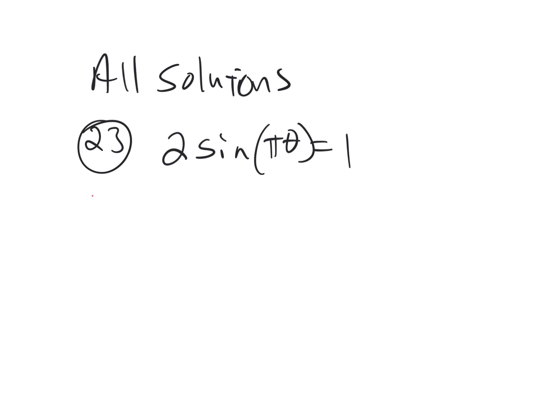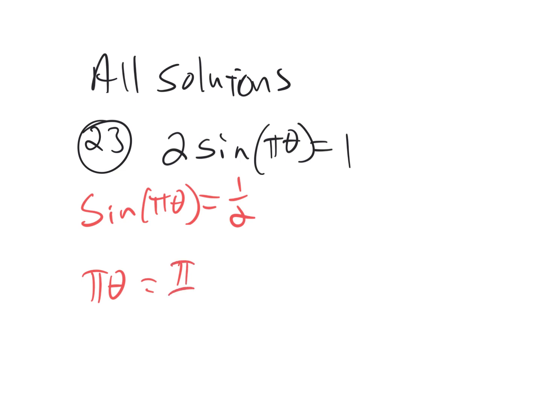I'm going to continue. So I know that sine of pi theta has to equal positive 1/2. I'm looking at my unit circle. I see that pi theta equals, let's see, pi over 6, and I see it's also equal to positive 1/2 at 5 pi over 6.